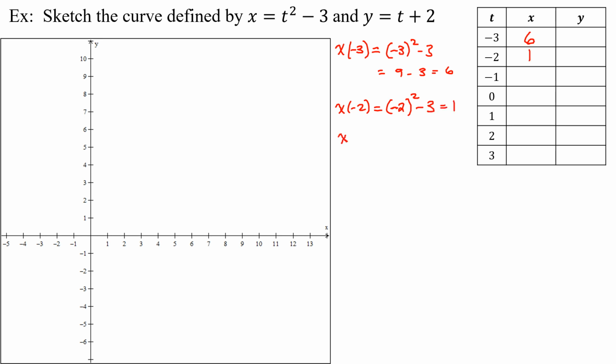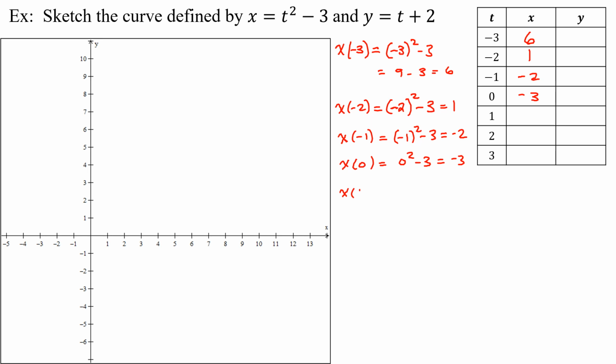If you plug in -1, you would have -1 squared minus 3. That's 1 minus 3, or -2. If you plugged in 0, 0 is really nice because 0 squared is just 0. Minus 3 is -3. And since this is actually an even function, if you plug in a positive or a negative of the same value, -2 and +2, you'll get the same output. And so in this case, you'll get the same x value.